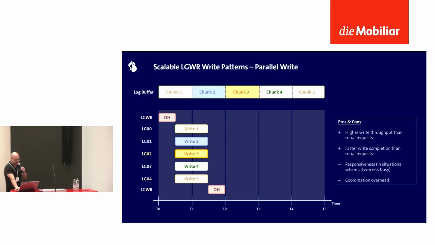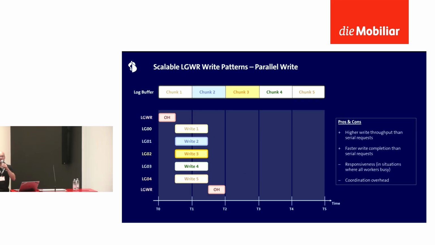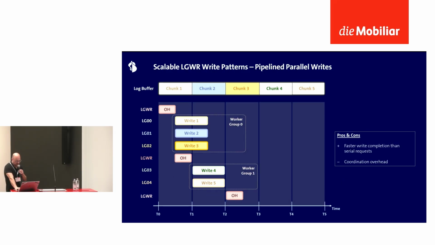What is interesting is that log writer starts in pipeline mode and in certain situations switches to parallel mode, and that decision is taken at runtime. We'll cover that a bit later. And what log writer also does, and that is quite interesting, it combines these two approaches. So it can issue overlapped and pipelined writes and parallelize individual pipelined writes, and that looks like that. It's like a combination of the two methods.